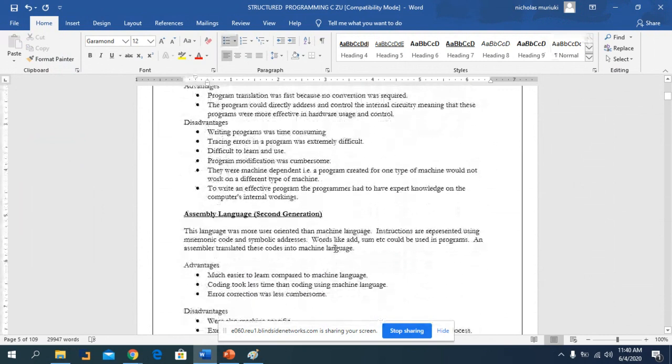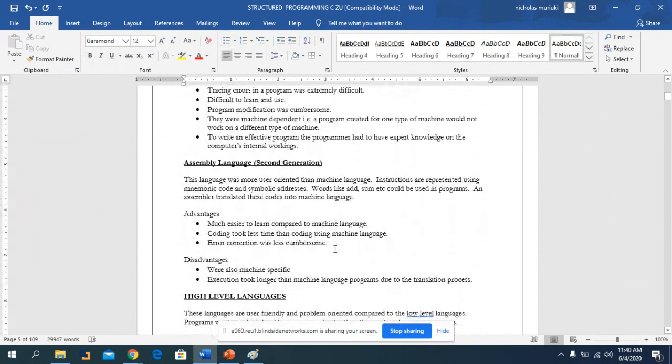And I think I have talked about assembly language. Are we improving speed? Are we less cumbersome? So you find that the disadvantages you find in this language become the advantages. It is much easier to run compared to machine language.